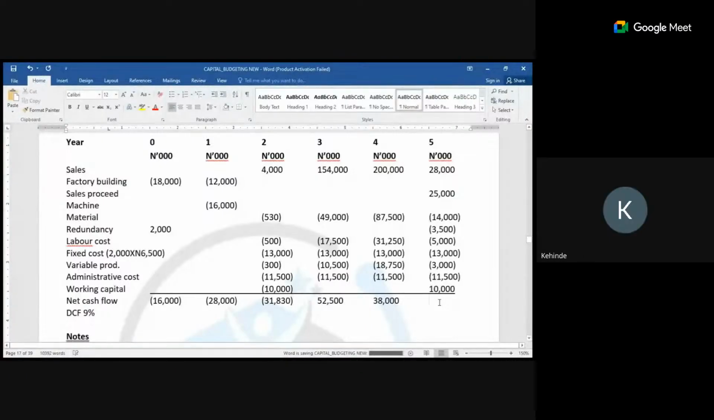Yes, positive. 13,000. So the DCF for year one, this will be 1. What? 0.92. Okay, no, 3 decimal. What do we have again? 0.917. Then 0.842. Next, 0.772.